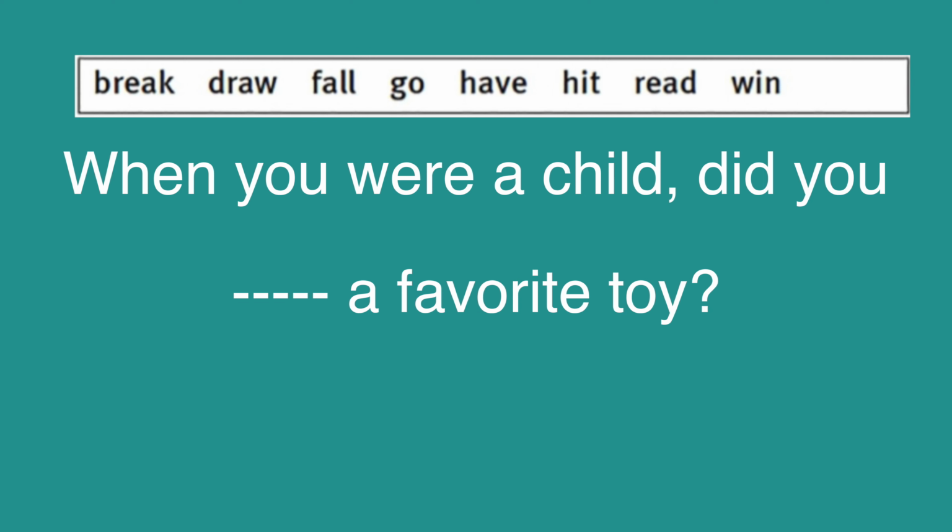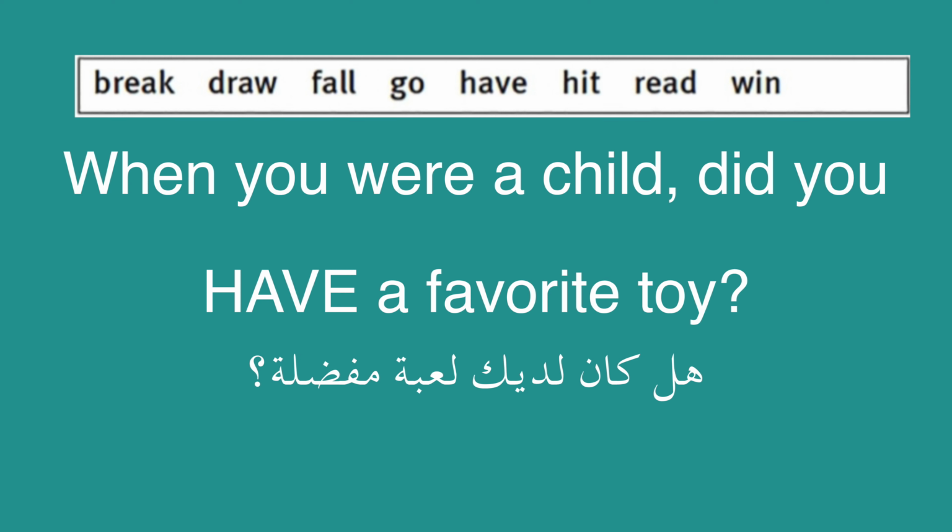The next and last question is a favorite toy. So when you were a child, did you probably have a favorite toy? Have a favorite toy. Now, if you remember that I mentioned one of these questions may accept more than one answer. So if we go back to the question of competition, we can use the word win. We can use the word have, especially if we're talking about sports, whether you're participating or you're winning. There is a little bit of assumption here, and it depends on the context.